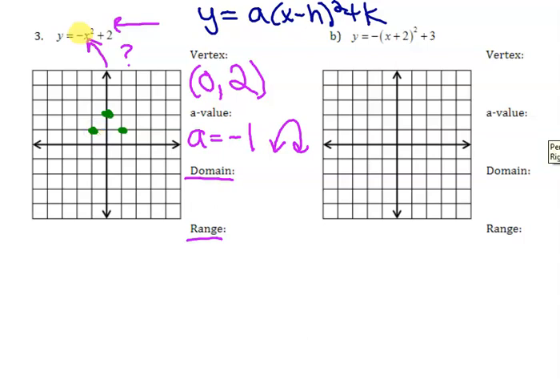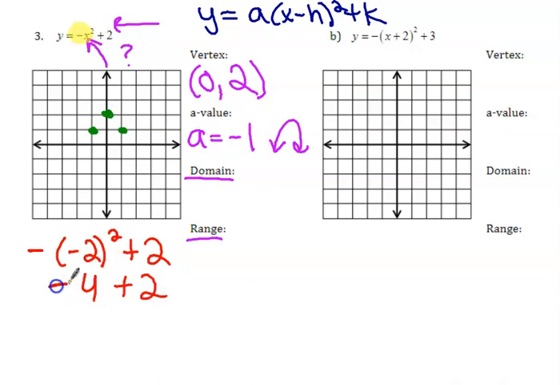This is the tricky part, okay? The negative is not attached to the x when I'm plugging in points. So let's plug in negative 2. So negative 2 squared is 4, and I have a negative in front. So negative 4 plus 2 is negative 2. So I'm going to plot negative 2, negative 2. So I'm going to go over 2, down 2.